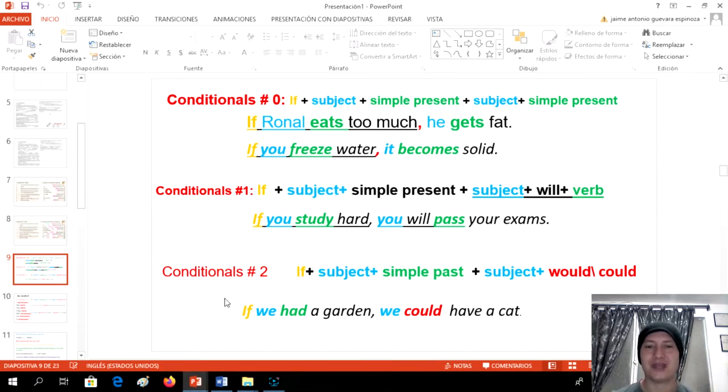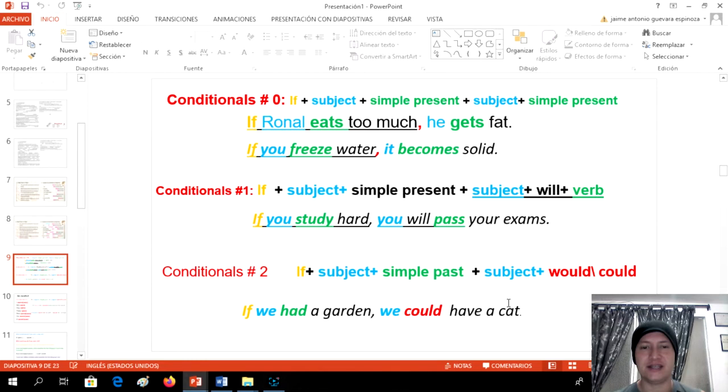For example, if we had a garden, we could have a cat. This is the cause. Pay attention. Use this cause in simple past. Look at the verb in simple past. It is not an auxiliary. It is the verb in past. We had a garden. We could have a cat.